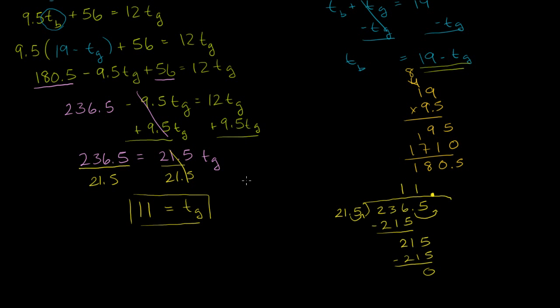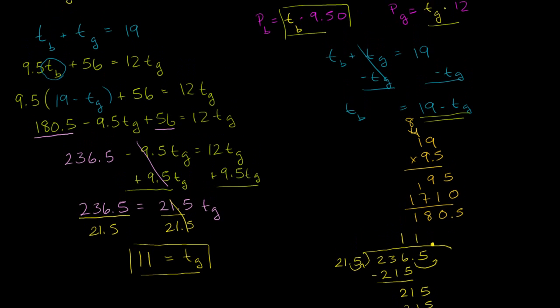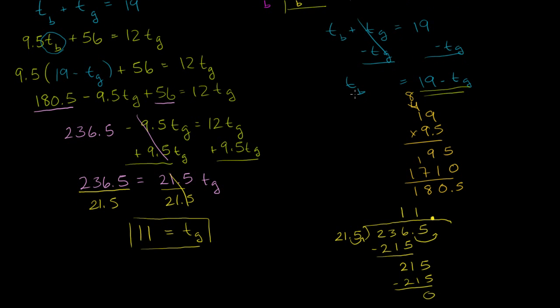Now we can substitute back to figure out her time babysitting. We know that the time babysitting is equal to 19 minus the time at the grocery. In this case, it's 19 minus 11, which is 8. So she spent 8 hours babysitting. And we are done. They both add up to 19, and you can verify that it also works out for the second equation.